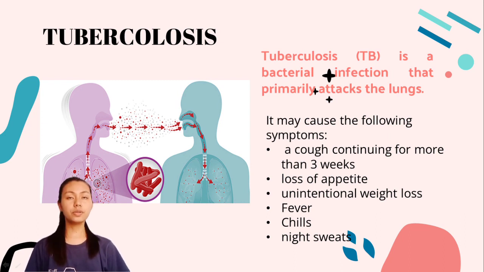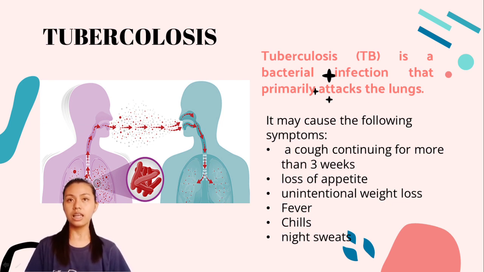Tuberculosis. Tuberculosis, or TB, is a bacterial infection that primarily attacks the lungs. TB is a potentially serious infectious disease that mainly affects the lungs. It may cause the following symptoms: a cough continuing for more than 3 weeks, loss of appetite, unintentional weight loss, fever, chills, and night sweats.